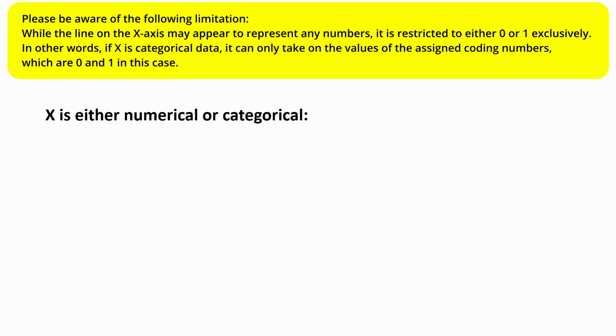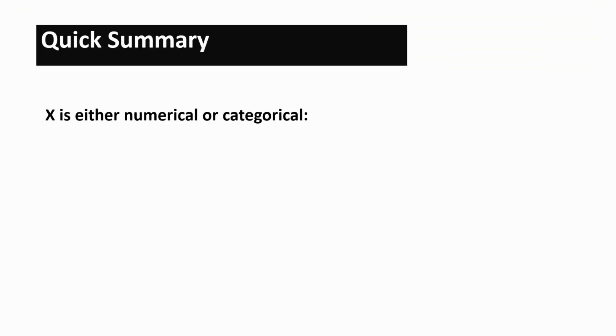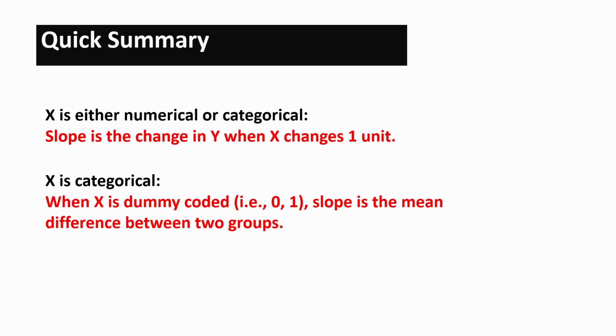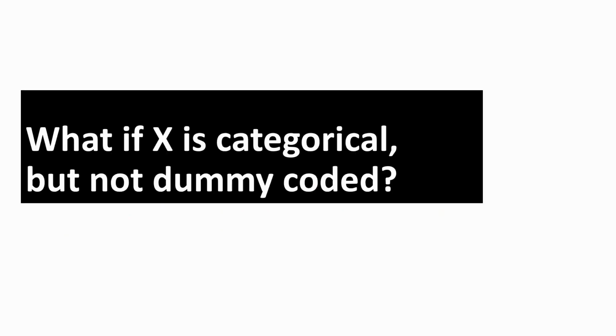So to summarize, when x is either numerical or categorical, this statement is always true. The slope is the change in y when x changes 1 unit. In addition, when x is categorical, there's another layer of meaning. When x is dummy coded, namely 0 and 1, the slope is the mean difference between these 2 groups, or 2 labels within x. In the statement, I specifically say that it's for dummy coding.